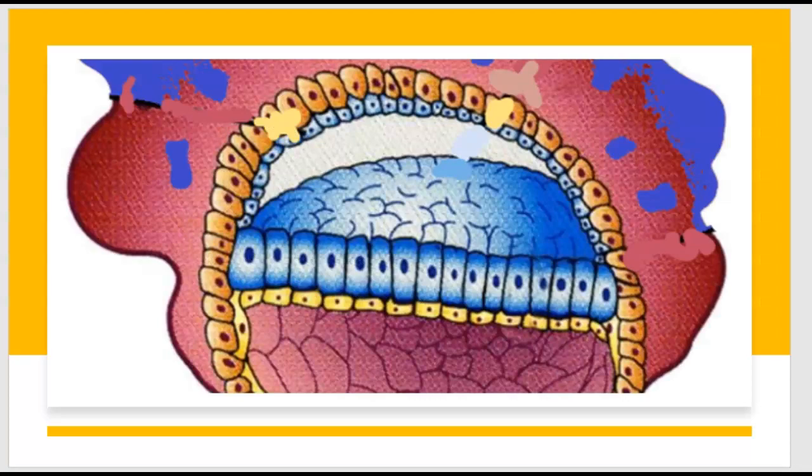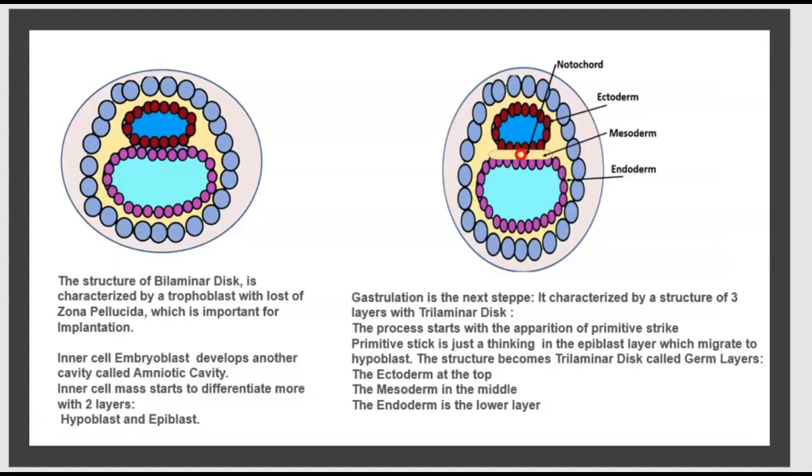The structure of a bilaminar disc is characterized by a trophoblast with a loss of zona pellucida, which is important for implantation. The inner cell mass, the embryoblast, develops another cavity called the amniotic cavity. The inner cell mass starts to differentiate more, with two layers, hypoblast and epiblast.